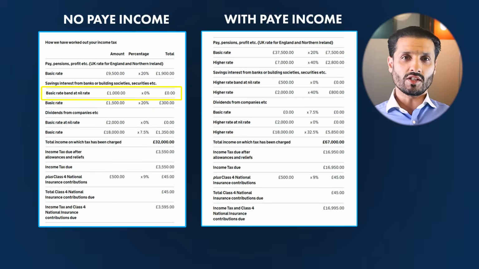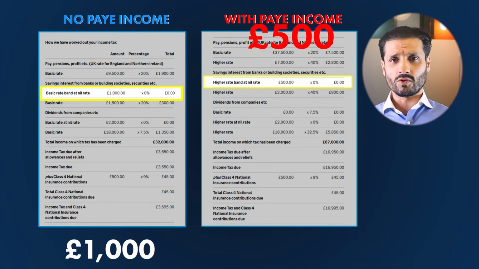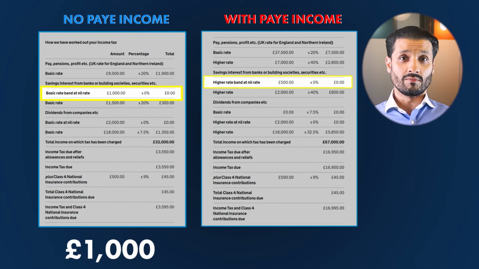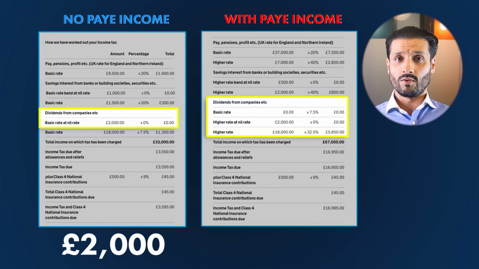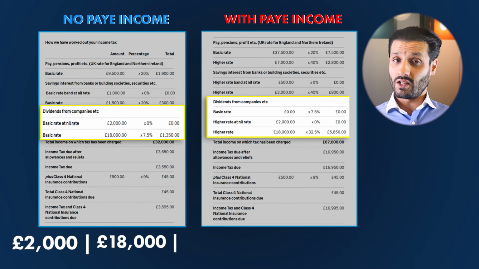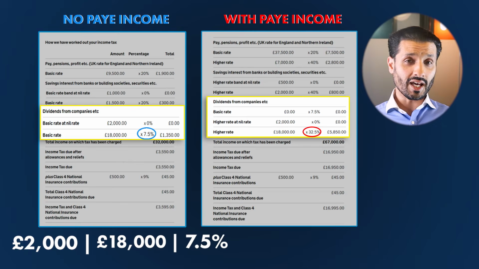All of a sudden, the tax bands and rates change for each stream of income. For the savings interest income, the tax-free amount now increases to £1,000 from £500, as Harry's savings income now falls within the basic rate tax band. The rest is taxed at the basic rate of income tax of 20%. Harry still gets a £2,000 dividend allowance, but the big difference is now the remaining £18,000 of dividends are taxed at 7.5%, the ordinary rate of dividend tax.